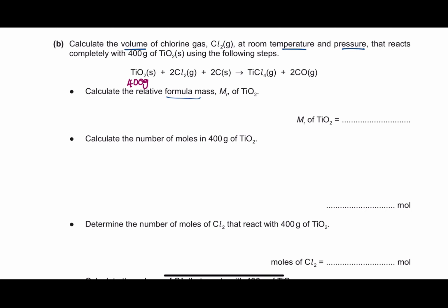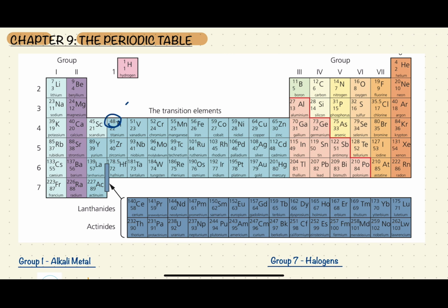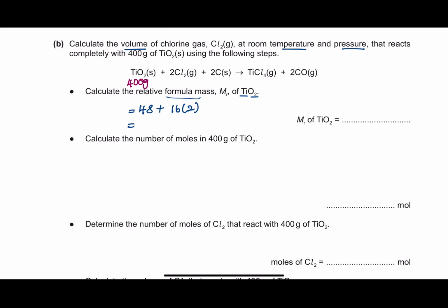All you have to do is get the value of the mass from the periodic table. As you can see here, titanium has a relative atomic mass of 48 and oxygen has a relative atomic mass of 16. Please don't take the bottom value, as the bottom value is the proton number and not your relative atomic mass. So you have got 48 for titanium and 16 for oxygen, and since there are 2, you need to multiply it by 2, giving you a total relative formula mass of 80.